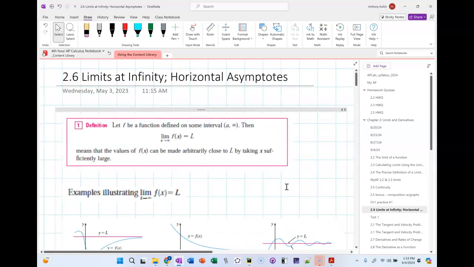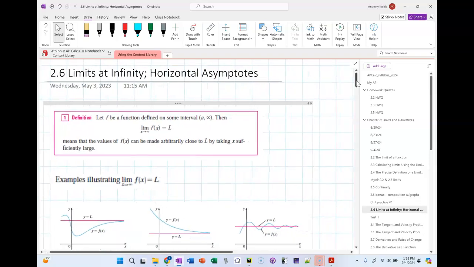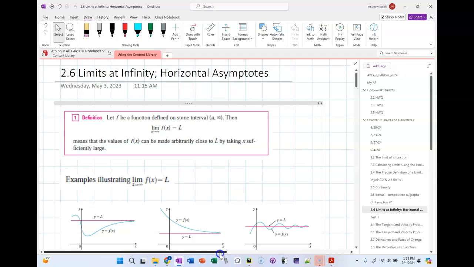Let's do 2.6 then. And that'll be the last section we're going to look at before the first test.